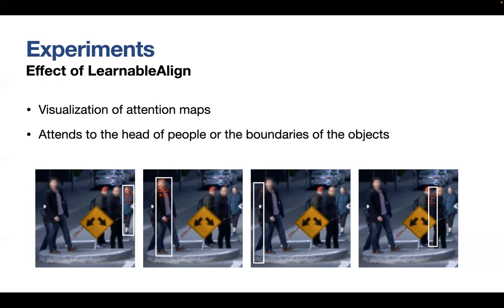On the right-hand side, we see that these pillars just attend to the borders of the image. And this is also very sensible because our goal is to perform 3D object detection. So we want to know what the boundaries of the object are.